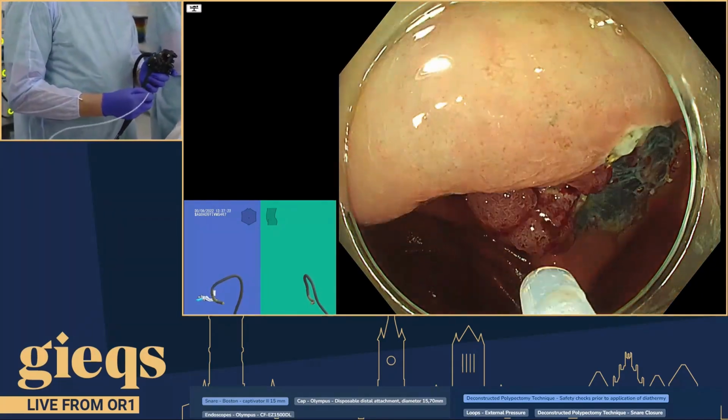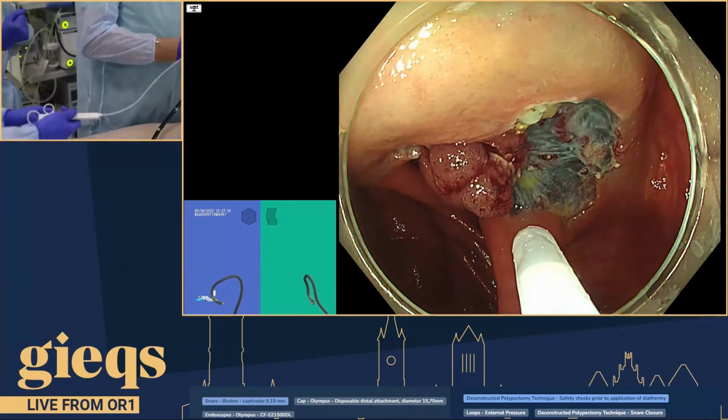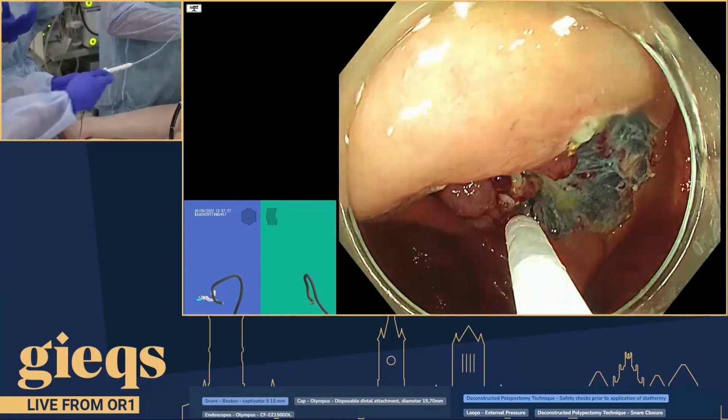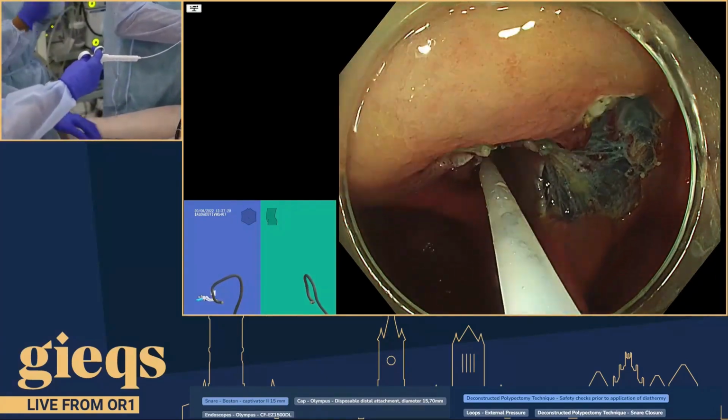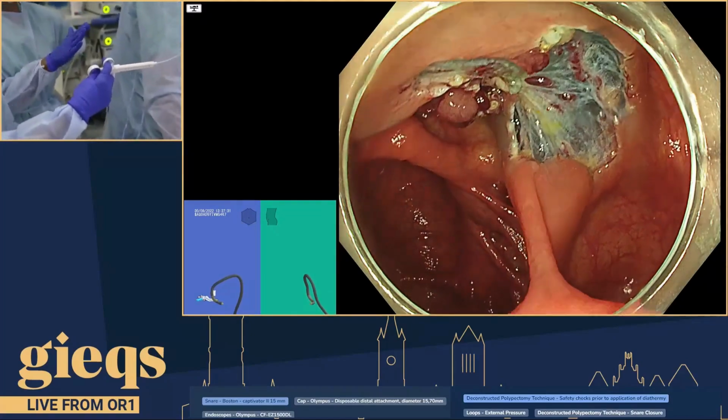There's an important point about snare closure there. I know some people close their own snare and some people have an assistant close it. But the key message is to reassess it and make sure you're happy before you actually go ahead.